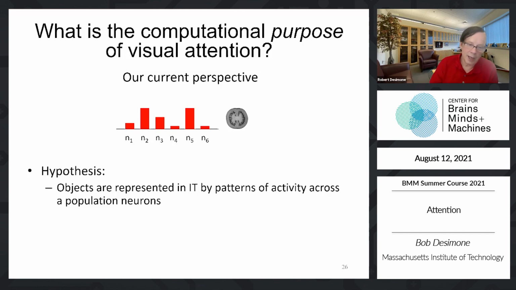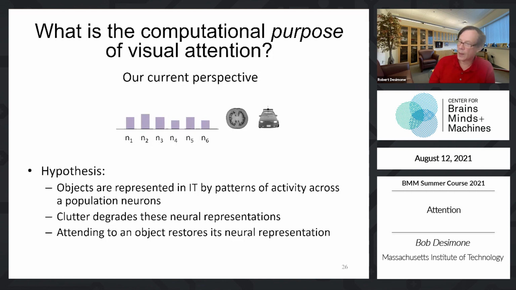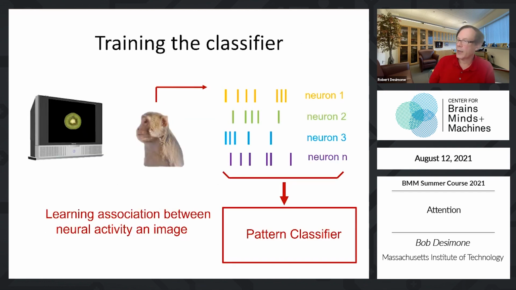But the problem comes when you have more than one stimulus in the same receptive field, where now the same neuronal vectors have to represent two different stimuli. And the idea is that you get some degradation of the code. But with attention, the hypothesis is you should restore the code. So that's the hypothesis. And so we did a simple experiment with recording from neurons in IT cortex.